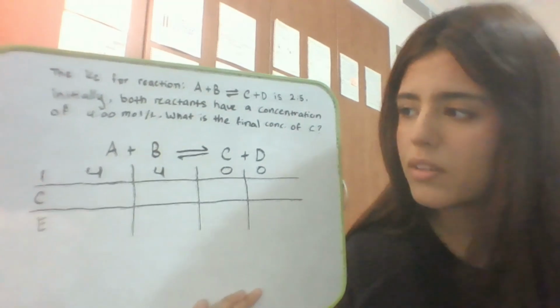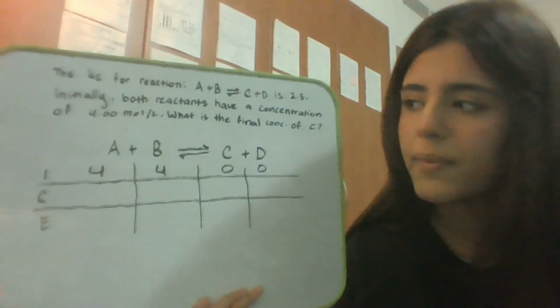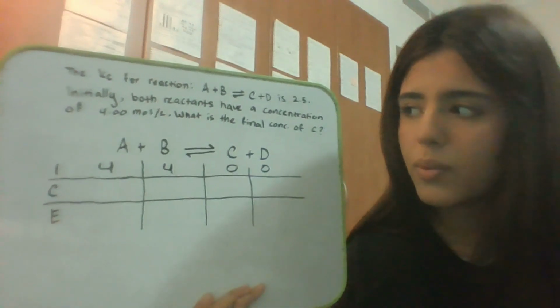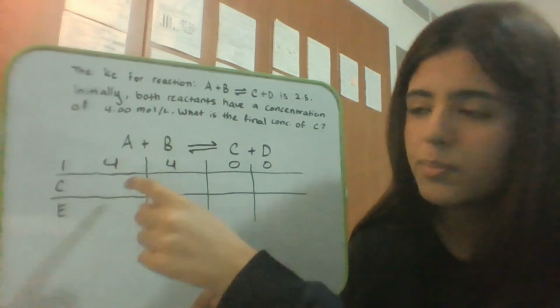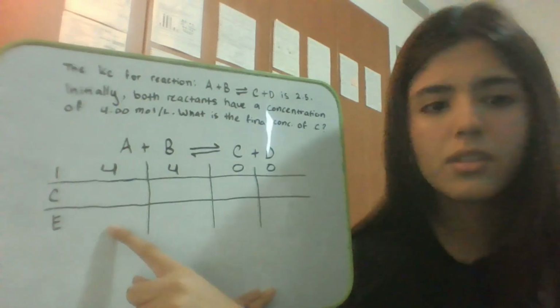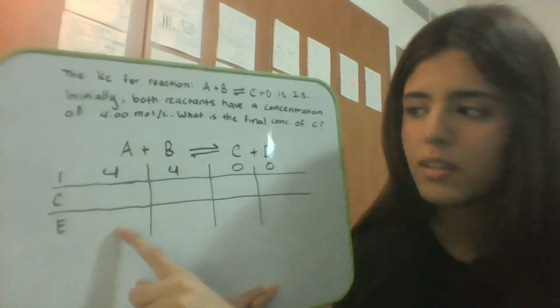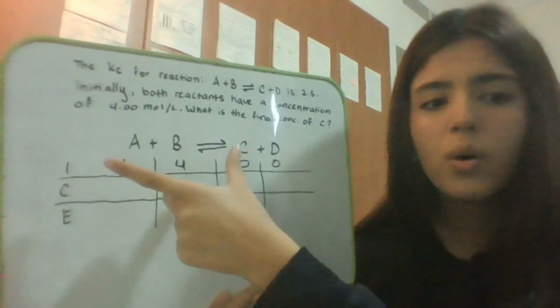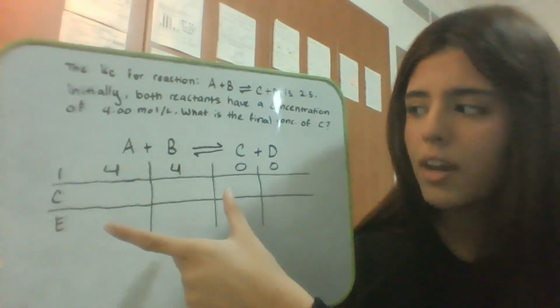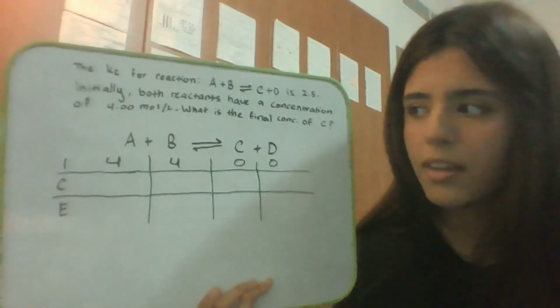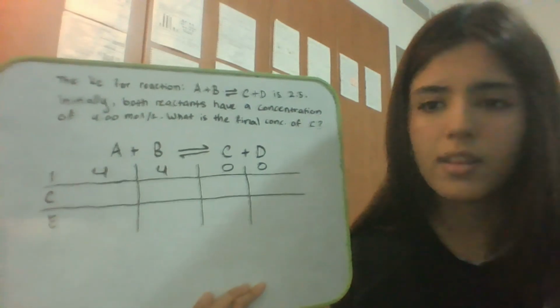The next column is the change column. So we don't know what it's changing by, so we have to subtract x from 4 because that's how we're going to find the equilibrium concentration. Okay? So for the reactants, wherever there's an initial value, it's always going to be minus x, and wherever there's 0 as the initial value, it's going to be plus x in the change column. So I'm going to write that out.